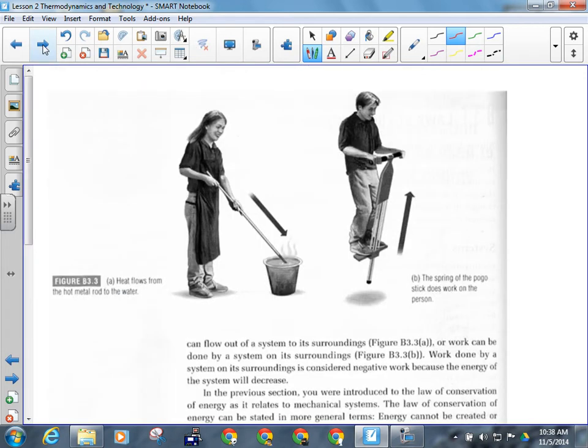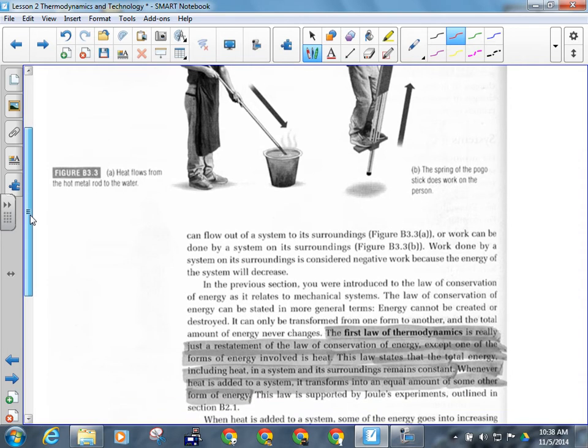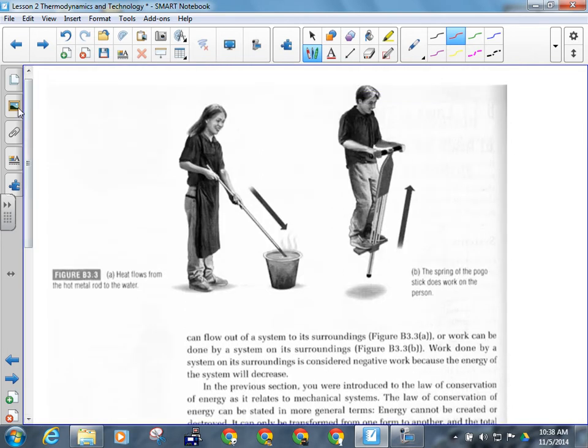All right. Now, this talks about heat flow. If this person here in this picture was to heat up this metal rod, which if they were going to do that, they should probably wear gloves. But if they were going to heat up this metal rod and then put it in a bucket of water, where does the heat go? Into the water. Because heat always flows from hot to cold. That's the second law of thermodynamics.